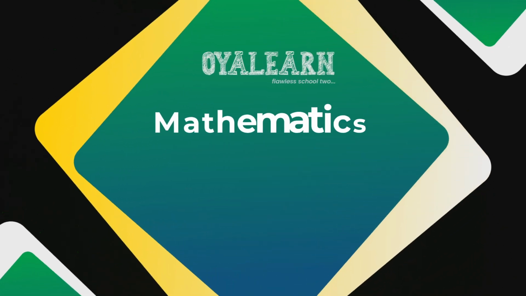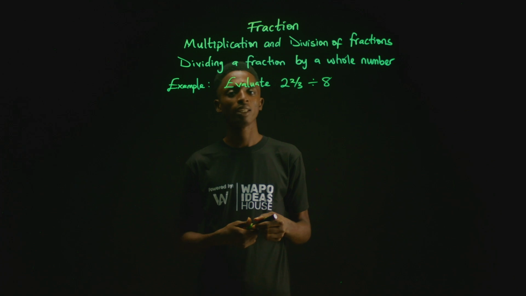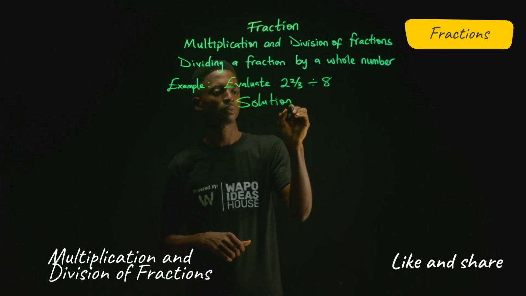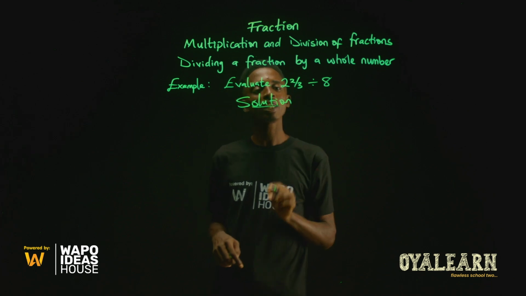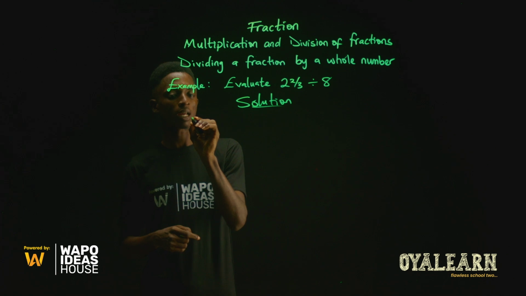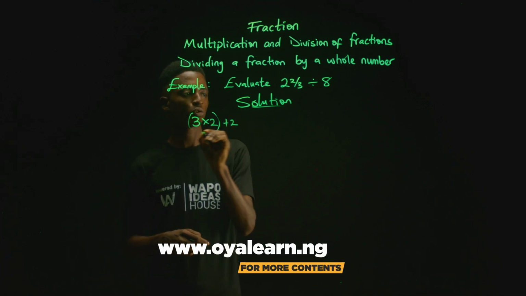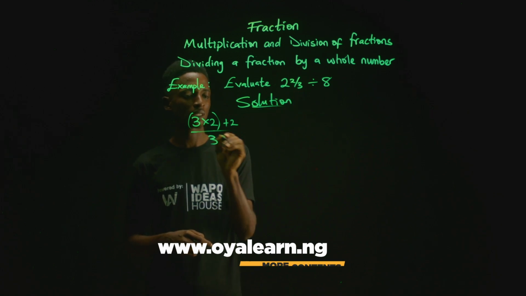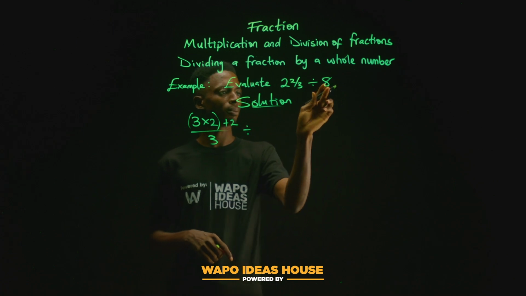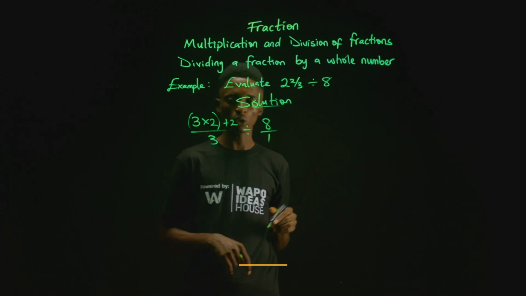Now, let's evaluate 2 whole number 2 over 3 divided by 8. Solution. Now, we'll write this mixed number as a fraction. And to do that, we'll have 3 multiplied by 2 plus 2, and then we keep the denominator, which is 3, divided by, now we write this whole number as a fraction, so it becomes 8 over 1.